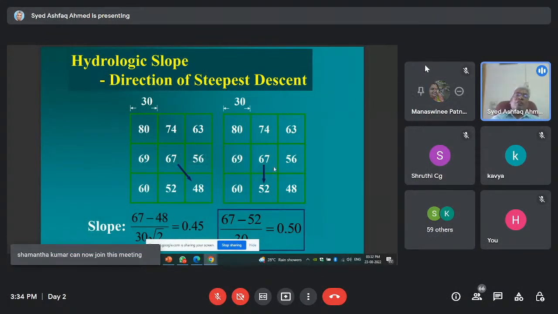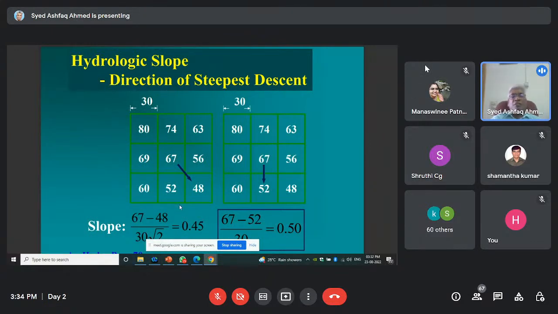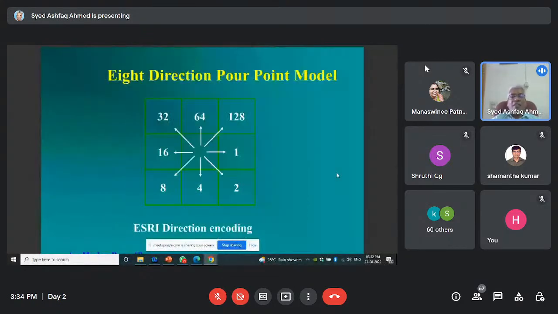So based on this, you can calculate the slope. There are different small equations you can apply, and you can calculate the slope in the form of percentage or in the form of degrees. Either way, you can do it. And this is the diagram for the extraction and delineation of the watershed. This is called the 4-point model.